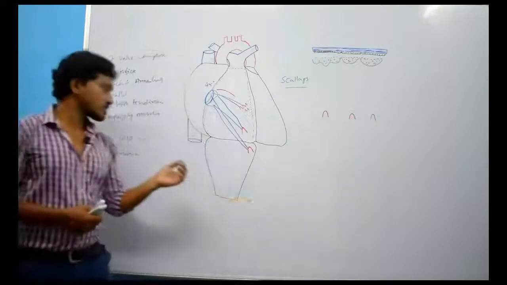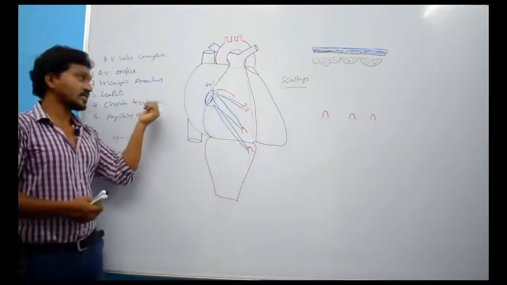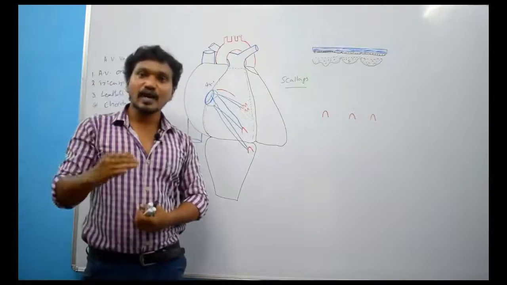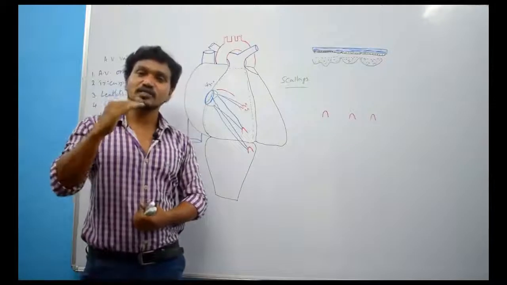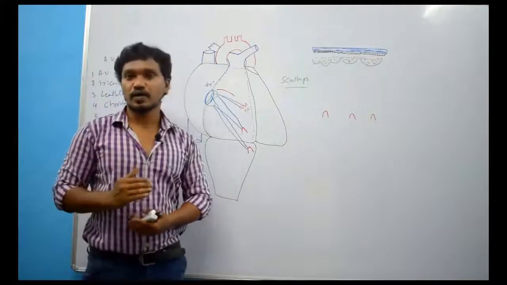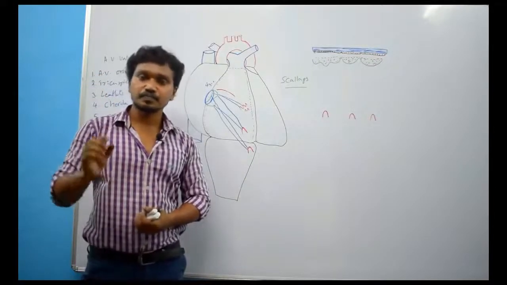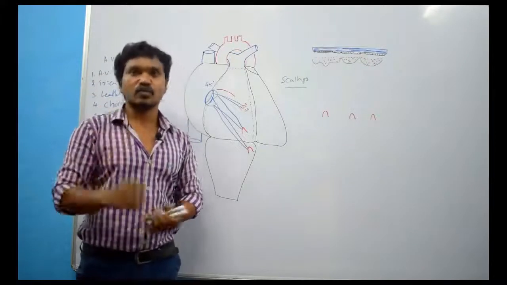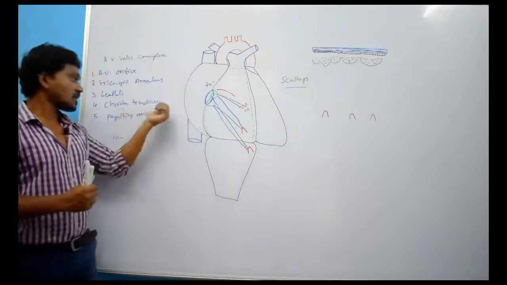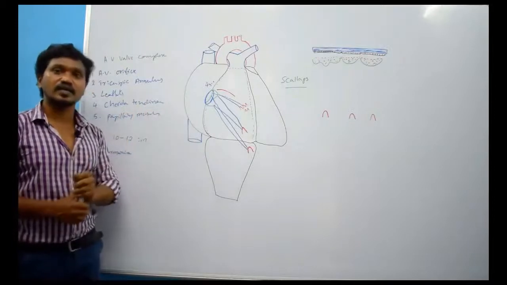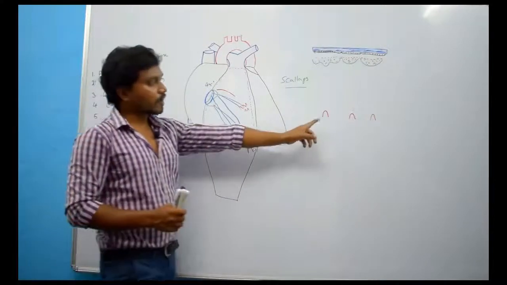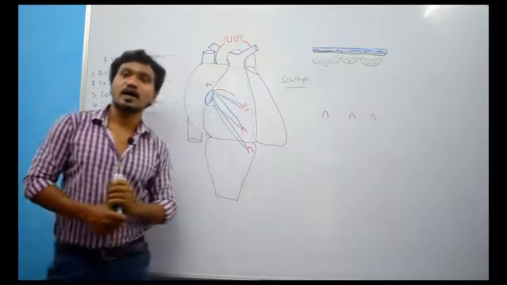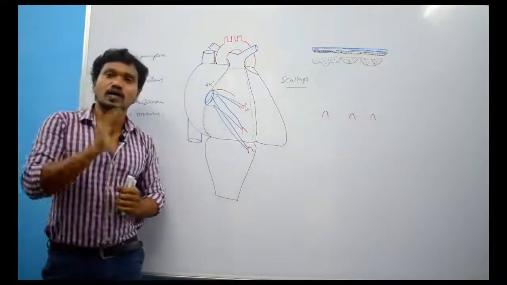Now we will discuss chorda tendineae. Chorda tendineae means collagen threads. These collagen threads are covered by endocardium. Simply, endocardium-covered collagen threads we call chorda tendineae. These chorda tendineae connect papillary muscles to the leaflets. These we call true chorda.